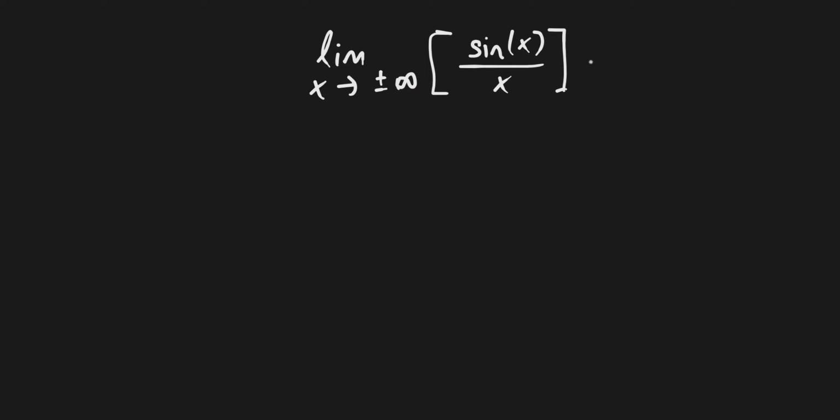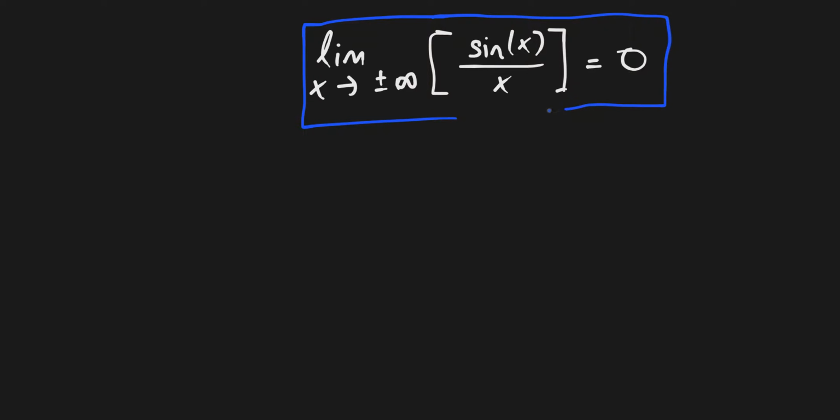So in this video, we're going to be dealing with the fact that the limit as x approaches positive or negative infinity of sine x over x is going to be equal to 0. This is very important. This is also going to be very useful when evaluating limits that go to infinity, so infinite limits, in this form or in a form that's very similar to this.